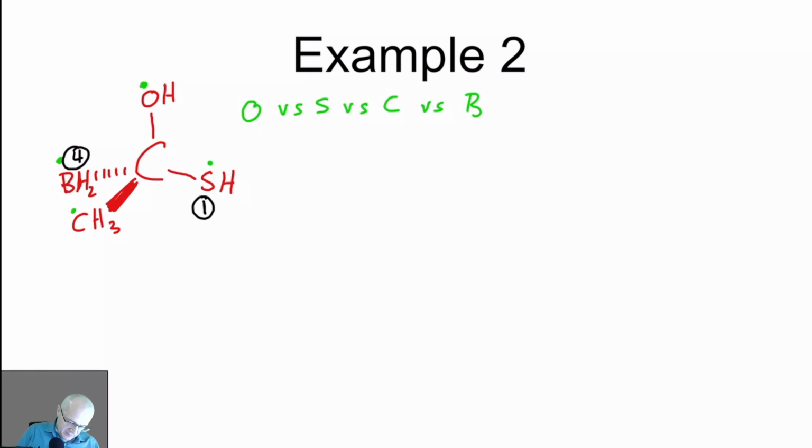And now, so we've assigned 1 and we've assigned 4. Now it's oxygen versus carbon, which obviously 2 goes to the oxygen and 3 goes to the carbon. Okay? So now 1 to 2, 2 to 3, then back to 1. So this is S. Let's do another example. Let's do something that's a little bit challenging.